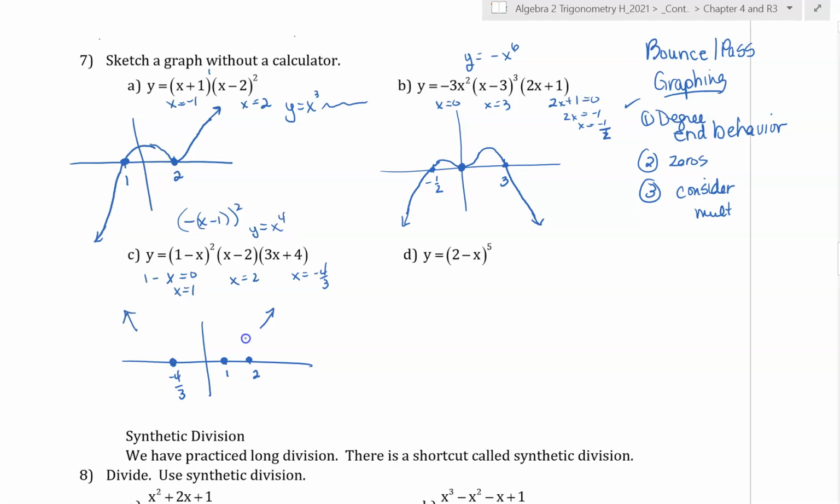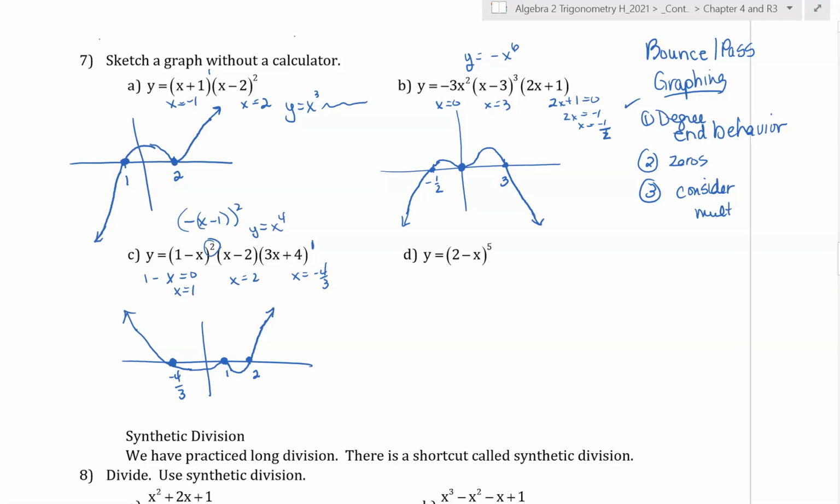So just like we read a book from left to right, we read a function from left to right. So at negative 4/3, notice that the multiplicity is 1, so I pass. At 1, my multiplicity is even, because it has a multiplicity of 2, so it has to bounce. At 2, it's an odd multiplicity, so it passes. Ta-da! Looks something like that.